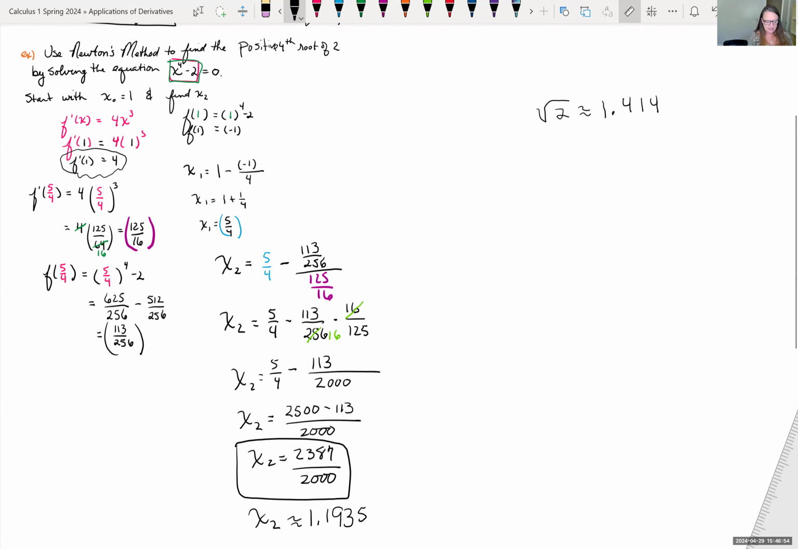So we have an estimate. And if we continue to do that process, we would get closer and closer to that 1.414. But basically, you need the calculator on some of these after a while because they get kind of nasty.